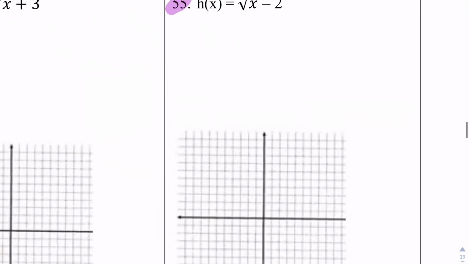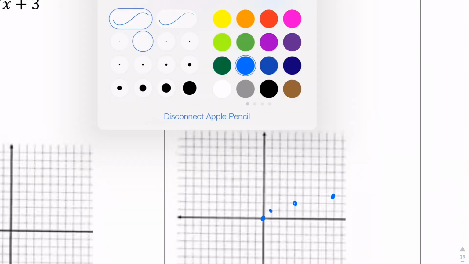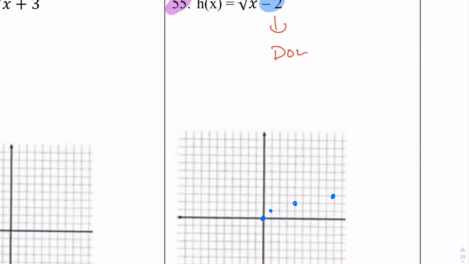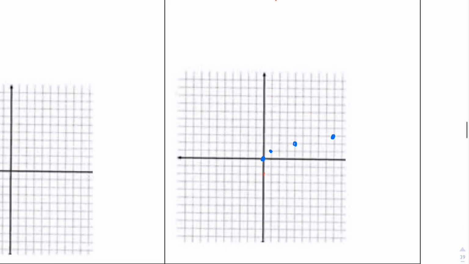Next one. We're once again starting with those key points for a square root graph: 0, 0, 1, 1, 4, 2, and 9, 3. Now we're going to take this minus 2, which is going to slide the graph down, because it's not an x minus 2 under the radical. The minus 2 is outside of the radical, so not connected to the x. So now it's a vertical shift up or down. So down 2. And my curve.